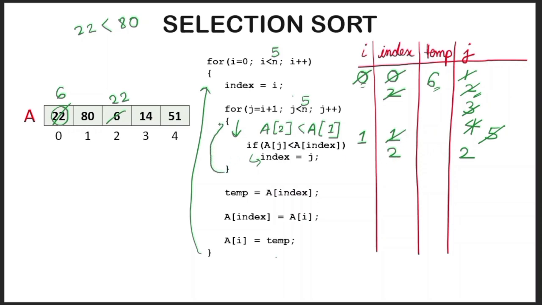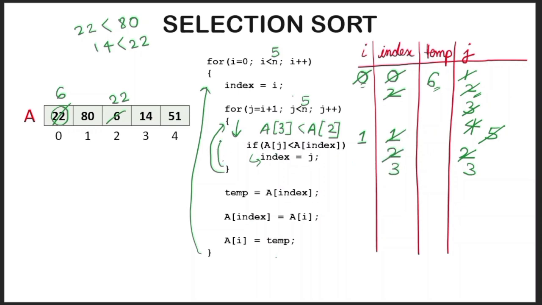Now again we will go to inner for loop, increment the value of j from 2, it becomes 3. Now we check the condition, j is less than n, so 3 is less than 5. Condition is true. We enter the inner for loop. A of 3 is less than a of index, that is 2. A of 3 is what? 14. Is it less than a of 2? That is 22. Yes, the condition is true. So index is equal to j. Now index value is your value of j.